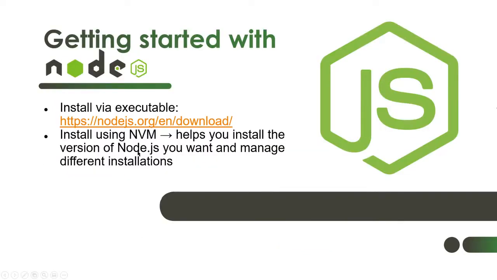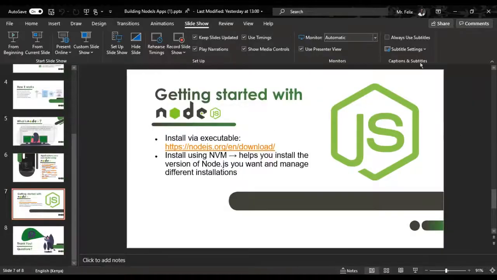Now, getting started with Node.js. Building Node.js applications, as we said, is quite simple. All you need to do is install Node.js. I'm going to show you this, and also NVM, that is Node Version Manager. We need to install NVM, and this is going to help us install and manage the versions of Node that you want. So that is that, and let's get to the demo.